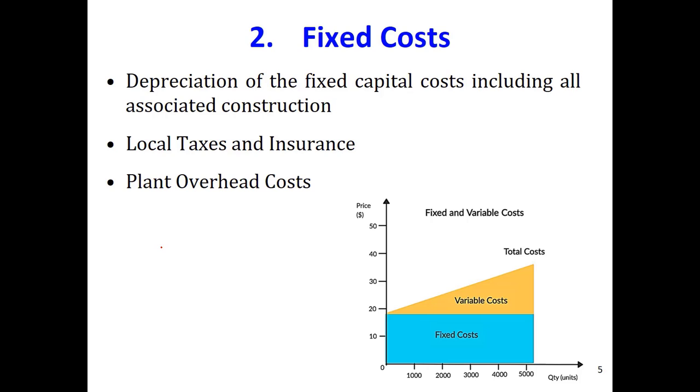Local tax and insurance you always have to pay, they are also called fixed costs. Plant overhead costs. We might have some overhead costs that we have to pay. Overhead can be, as I said, vacations for the employees that you have to pay, retirement plans, benefits that the employees have. So those are all considered as fixed costs.